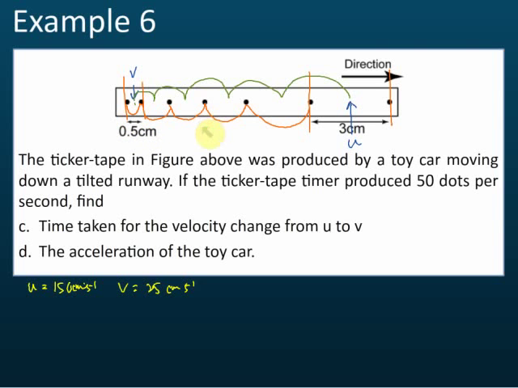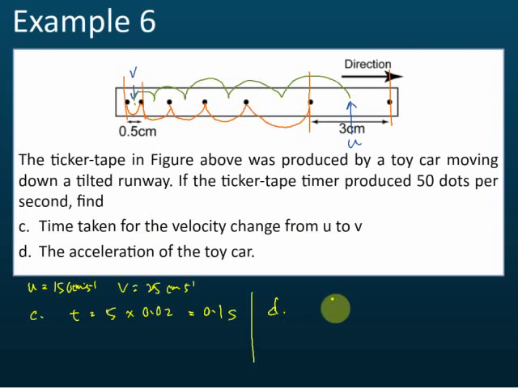So the time taken is 5 ticks. For C, the time taken is equal to 5 ticks, and each tick is 0.02 seconds. So it's equal to 0.1 seconds. So the last one, D.